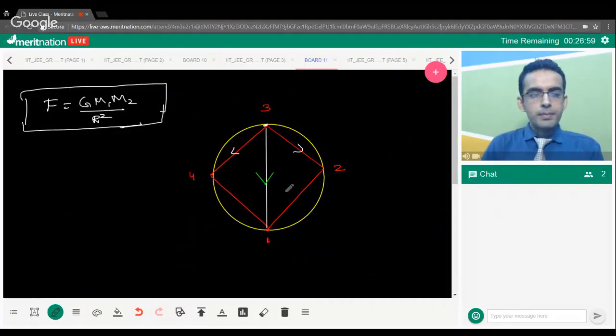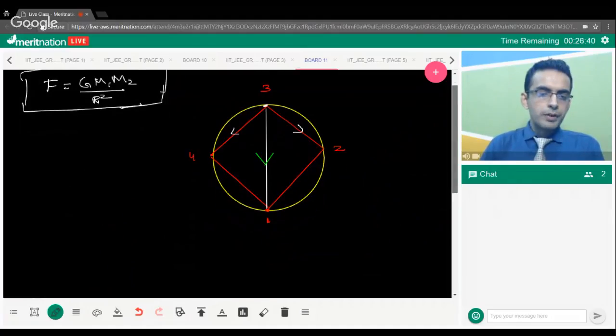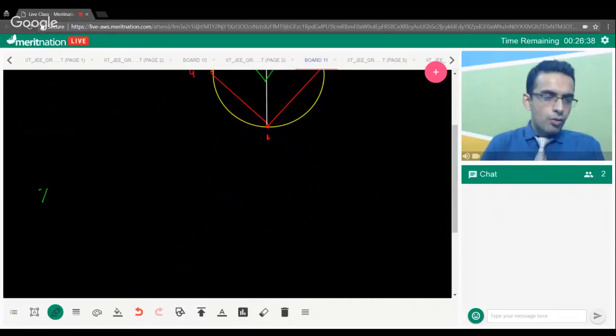Now students, as you all know, points 1, 2, 3, 4 make a square. And as you all know, the sides of a square are equal. So that means the distance between 2 and 3 and between 4 and 3 are equal. Yes, they are applying gravitational force. If we talk about the gravitational force between points 2 and 3, what is the value? It's equal to G m into m divided by the distance between them.